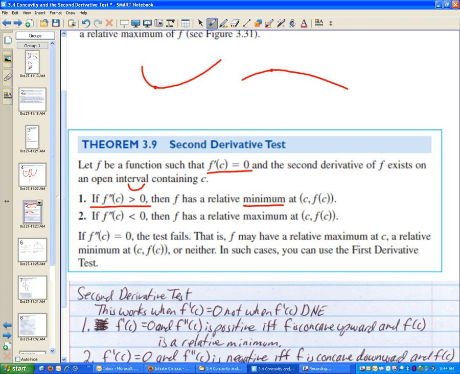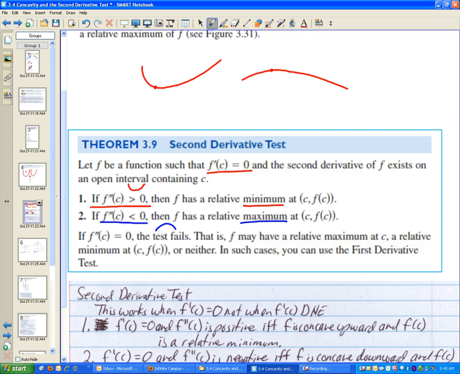Part 2. The second derivative is less than 0. So the second derivative is negative. Okay? Second derivative negative means first derivative is decreasing. First derivative decreasing means the function is concave down. Then where the derivative equals 0 is a relative maximum.